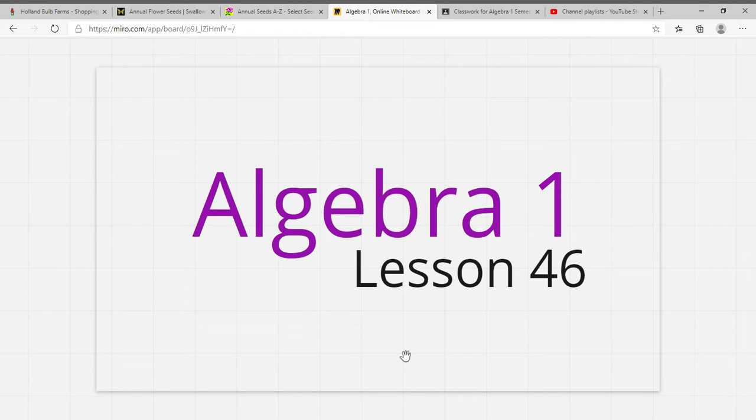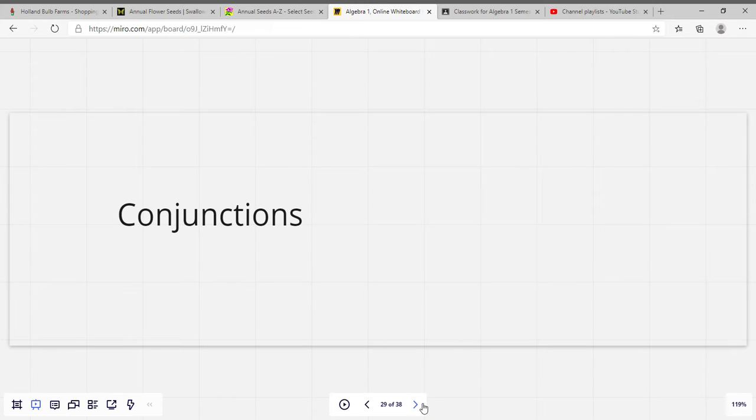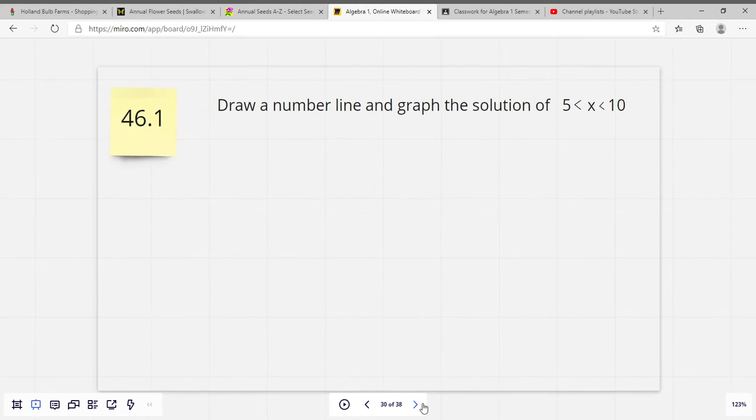Hi everybody, this is Algebra 1, Lesson 46, and in this lesson we're going to cover conjunctions. Now, I know conjunctions is a word for English, but it's also a word for lesser than or greater than, and this is when we use two lesser than or greater than signs to designate a set of numbers. So draw a number line and graph the solution to this.